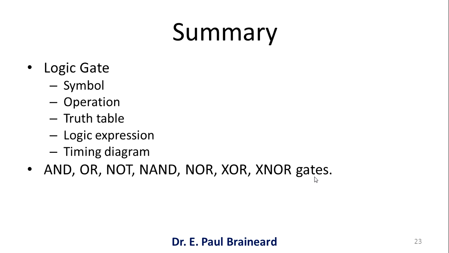Well, so in this particular lecture, we have seen the logic gates, various logic gates, their symbols, operation, truth table, logical expressions, timing diagrams. The various gates are AND, OR, NOT, the basic gates, then the universal gates NAND and NOR. Apart from that, we have seen XOR and XNOR gates. Thank you.